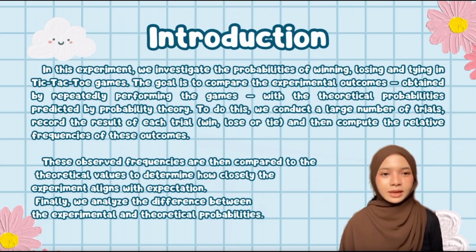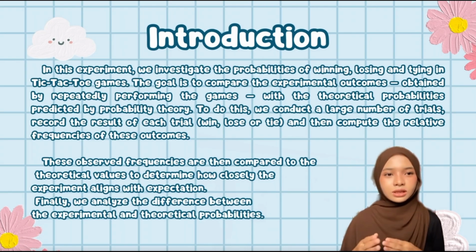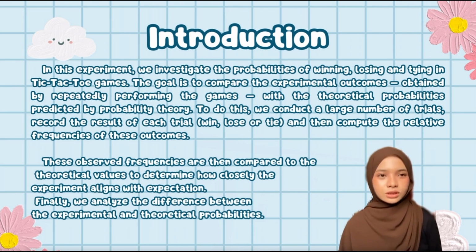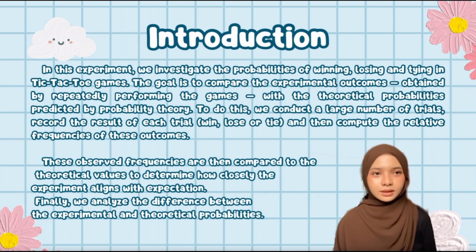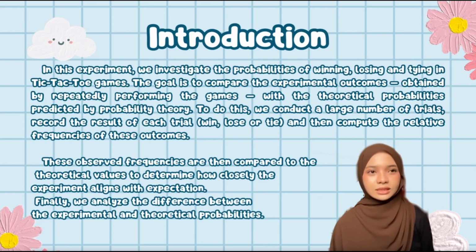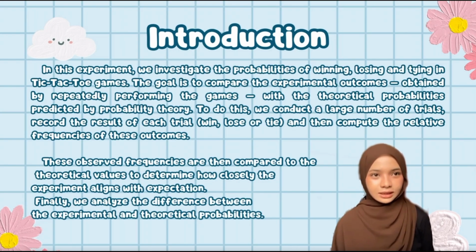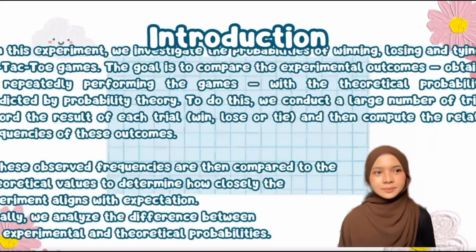The goal is to compare the experimental outcomes obtained by repeatedly performing the games with the theoretical probabilities predicted by probability theory. To do this, we conduct a large number of trials, record the result of each trial, which is win, lose or tie, and then compute the relative frequencies of these outcomes. These observed frequencies are then compared to the theoretical values to determine how closely the experiment aligned with expectation. Finally, we analyze the difference between the experimental and theoretical probabilities.